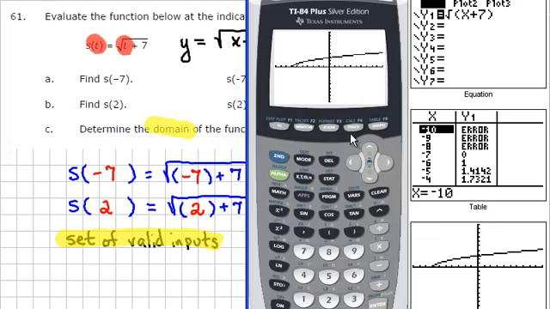If we hit trace and type in -7 for x, we can see that when x is -7, the y value is 0. If we go just to the left of -7, then no output value is created. So any number to the left of -7 or any number less than -7 is not a valid input and is therefore not in the domain.